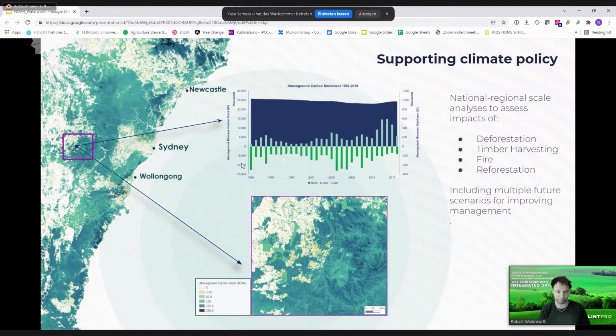And so this was one very, very large simulation, but was also very locally relevant. So we could actually run individual areas across the entire landscape.